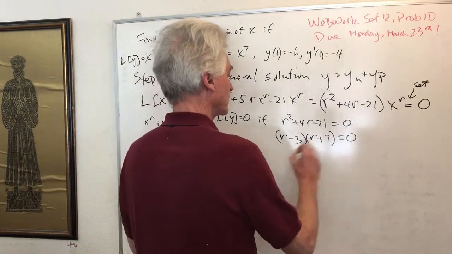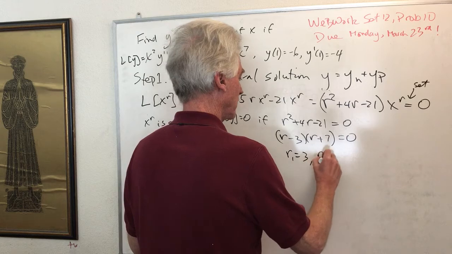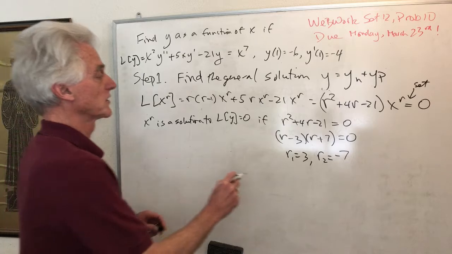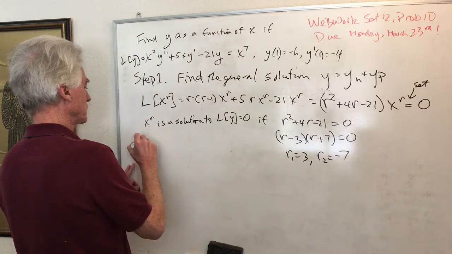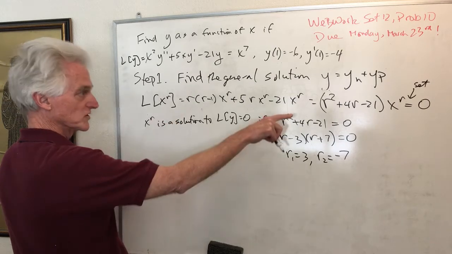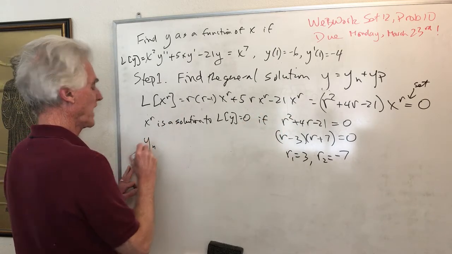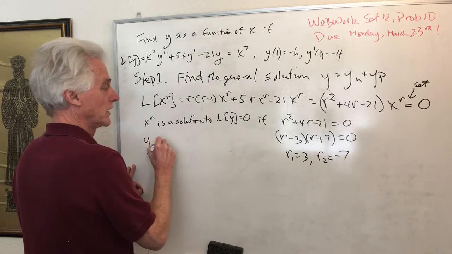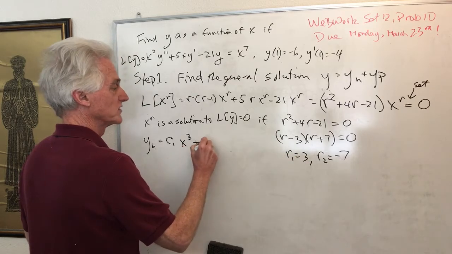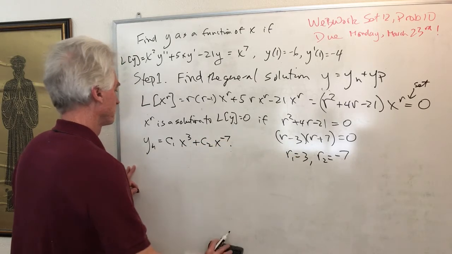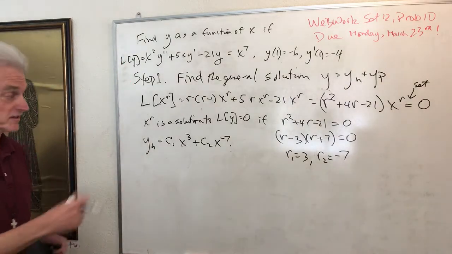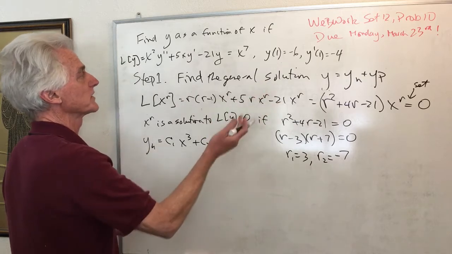So that means the two solutions are r1 is 3 and r2 is negative 7. Okay? So the general solution to Ly equals 0, what we call yh, the homogeneous solution, is c1 x to the 3 plus c2 x to the minus 7. All right? And now we have these two arbitrary constants. And now we want to find one particular solution.